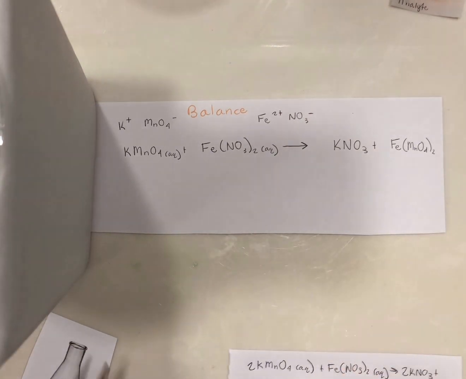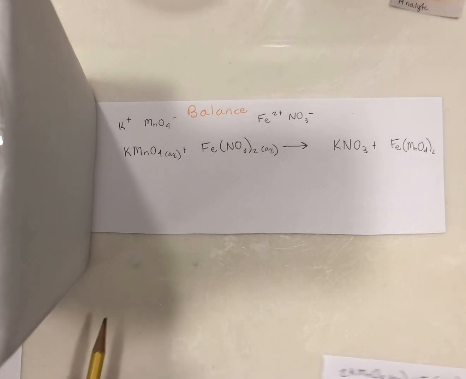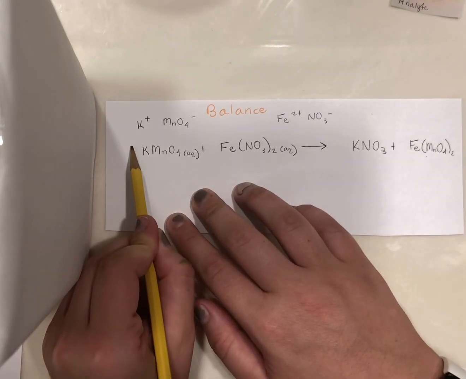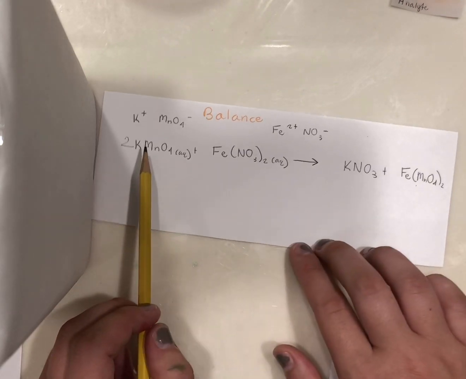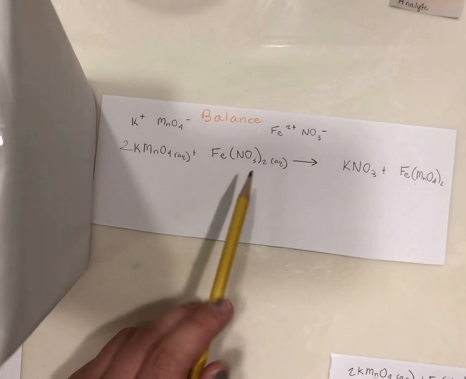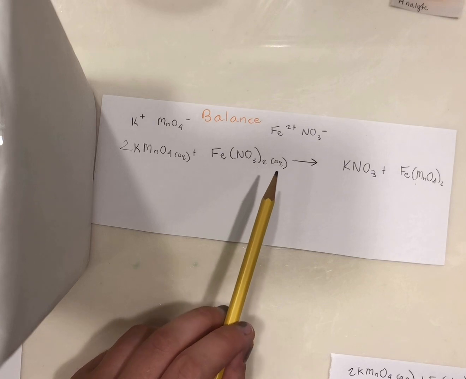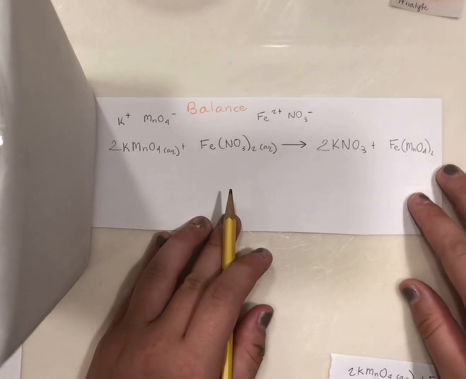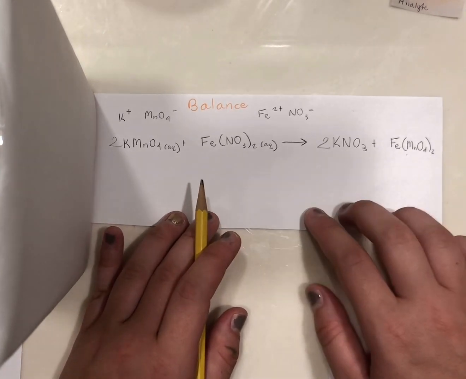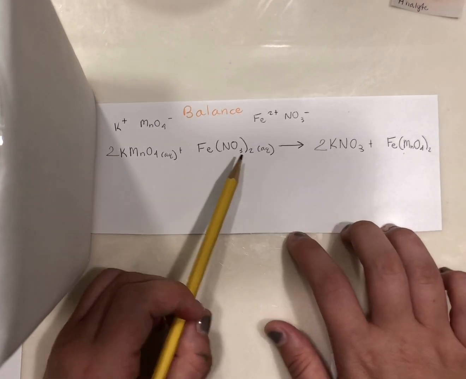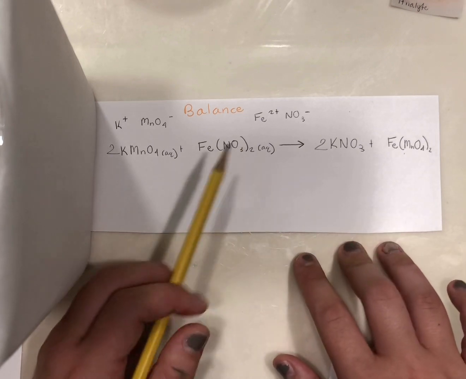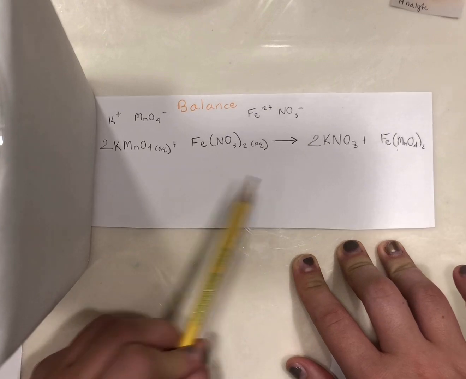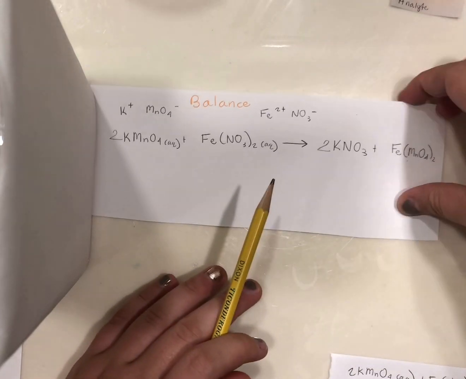Looking at this to balance, we have 2 MnO4 on this side, so we have to put a 2 over here. And then NO3, we have 2 of those NO3, so we have to put a 2 on this side. That simply is our balanced equation. And even though this is a redox reaction, it is also a double displacement reaction because we have partners switching all along the equation.